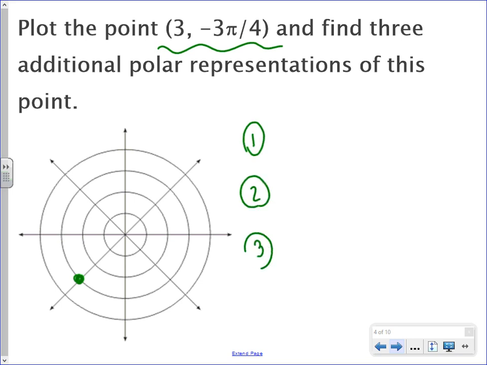There are 4 ways to describe a coordinate, staying between negative 2 pi and positive 2 pi. Stay within one rotation of the unit circle. I'm going to give you 1 minute to brainstorm at your pod up to 3 different ways to describe that coordinate besides 3 comma negative 3 pi over 4.